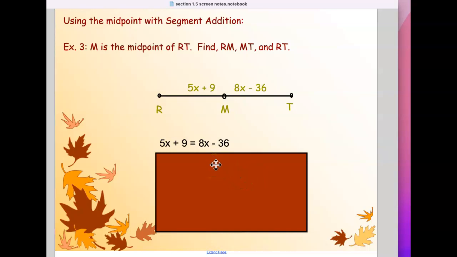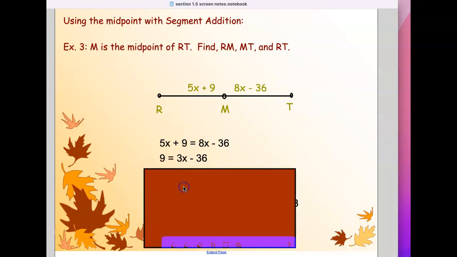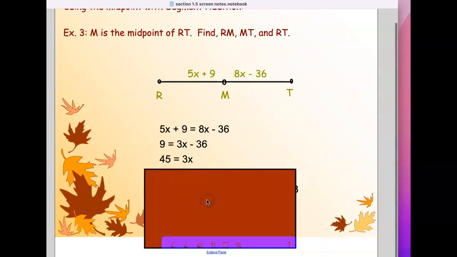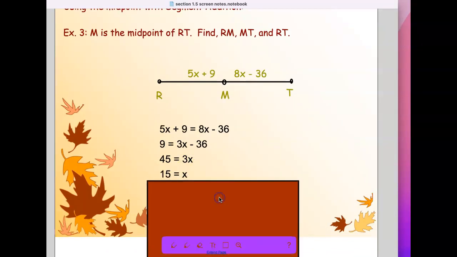And then from here, we're going to do our algebra. So we would subtract the 5x over here, so it would go down to 3x. And then we would add our 36 over to this side and get 45. And then we would divide by 3 to get that x is 15. Okay. Notice, though, in the problem it says find the length from R to M, the length from M to T, and the length from R to T.